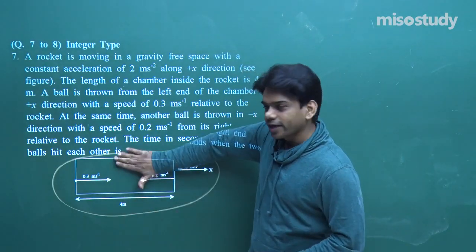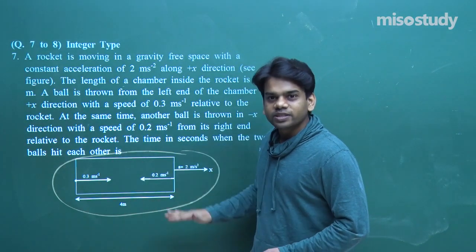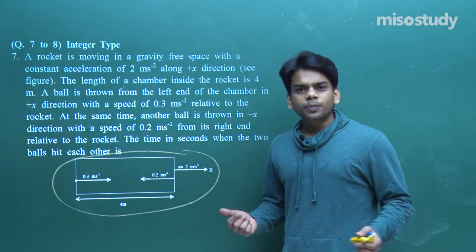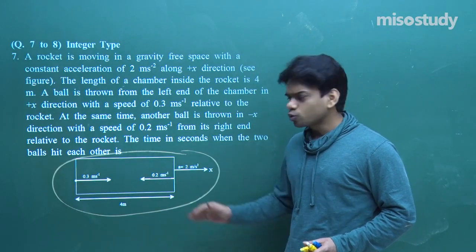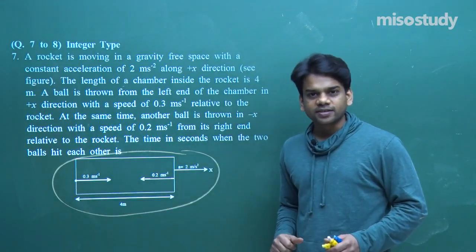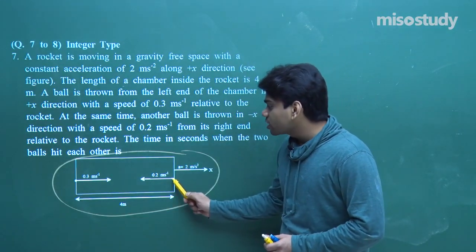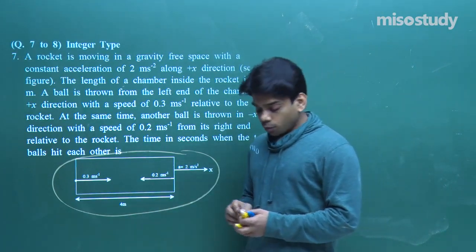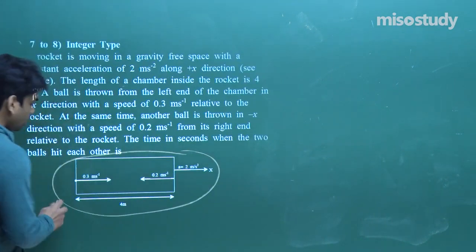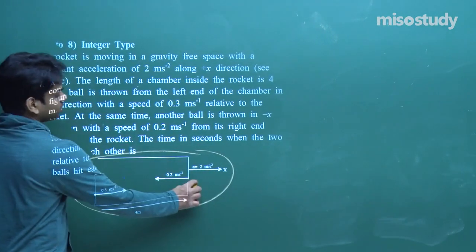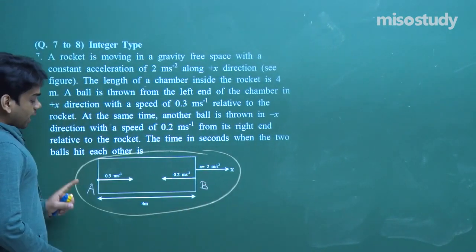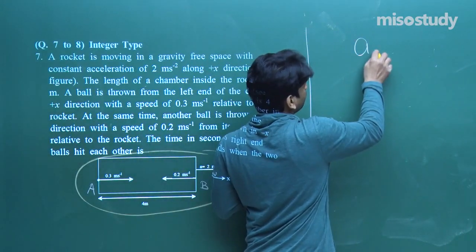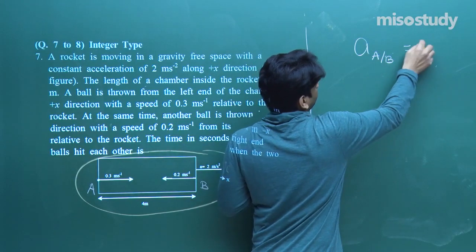If we stop the rocket, the acceleration of this body with respect to the rocket will be the same, that is minus 2 meter per square second, because that is towards the negative x-axis. This body's acceleration with respect to this body will be 0. So I'm going to mark the bodies as A and B. You see this diagram, this is A, this is B. So the acceleration of A with respect to B will be 0.